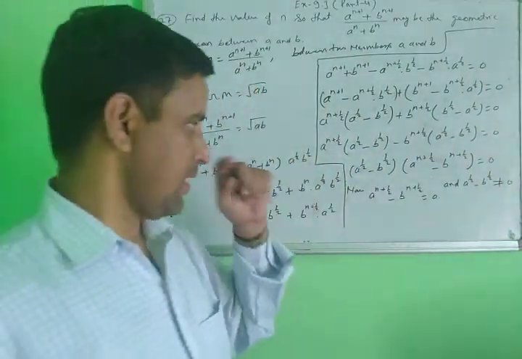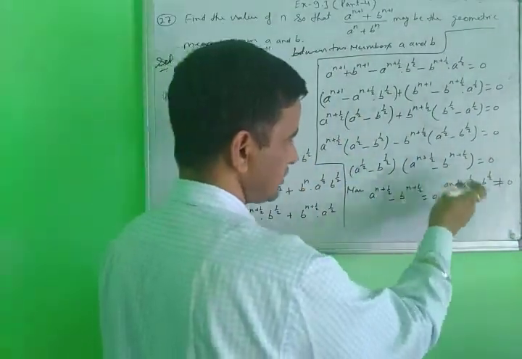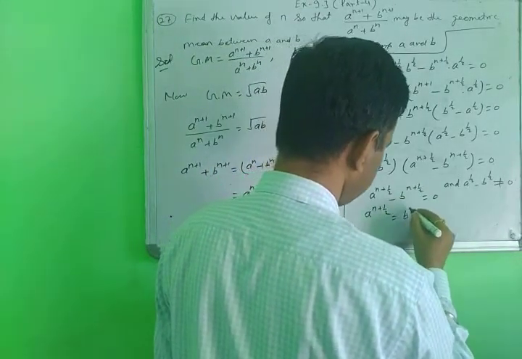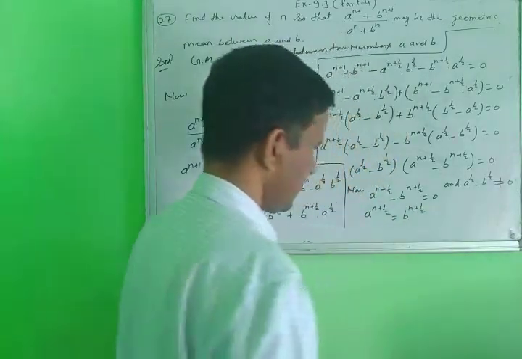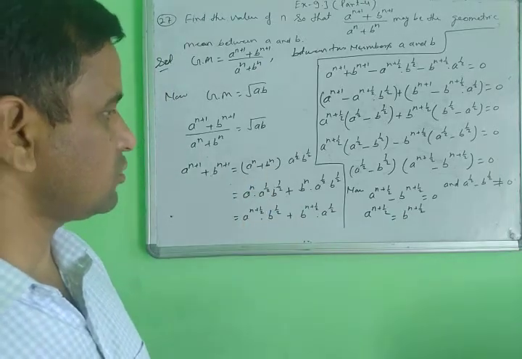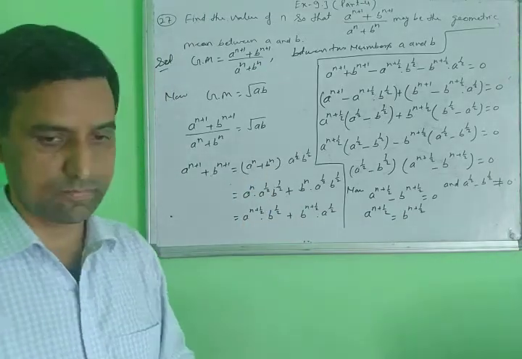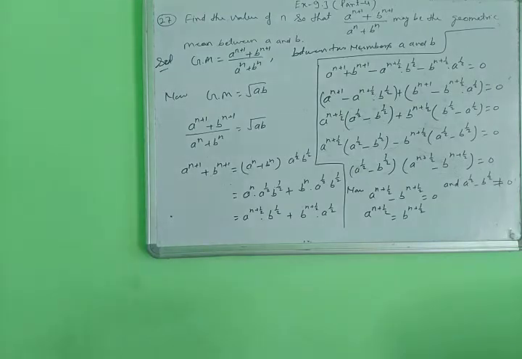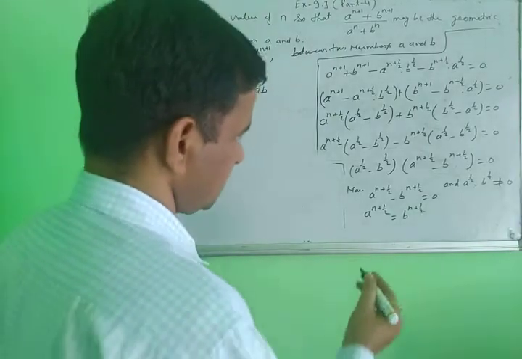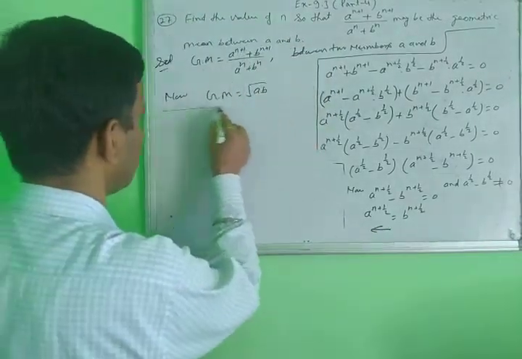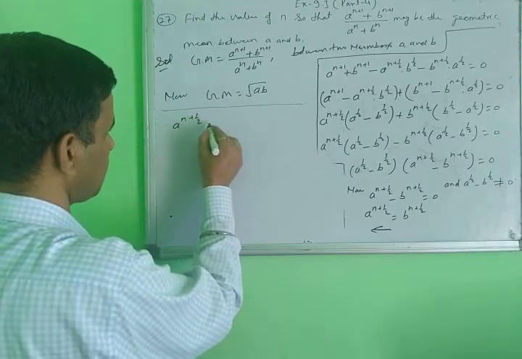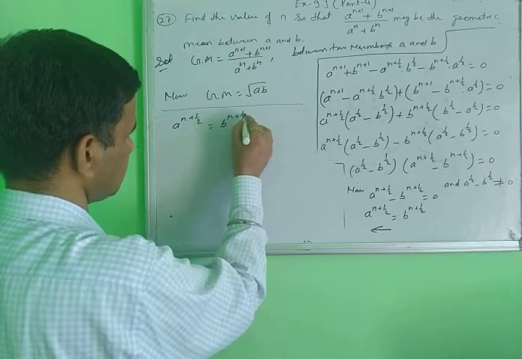This one only is 0. Now taking this one, you transport it to the right side: a exponent n plus 1 by 2 equal to b exponent n plus 1 by 2. This portion transported to the right side. Then you note it down, then solve it. Yes, students. So this portion here: a exponent n plus 1 by 2 equal to b exponent n plus 1 by 2.